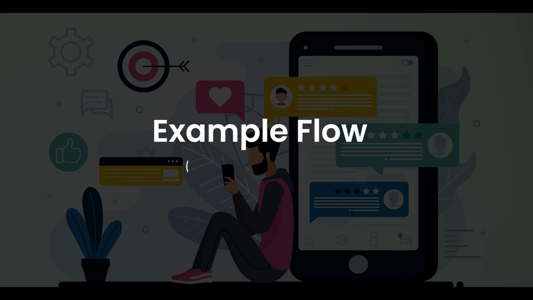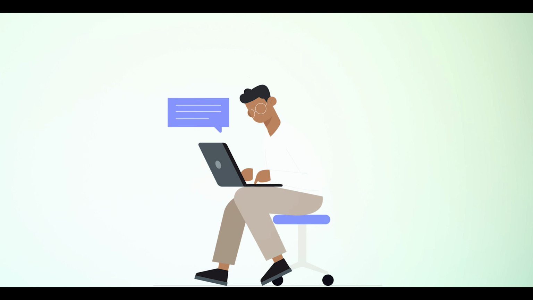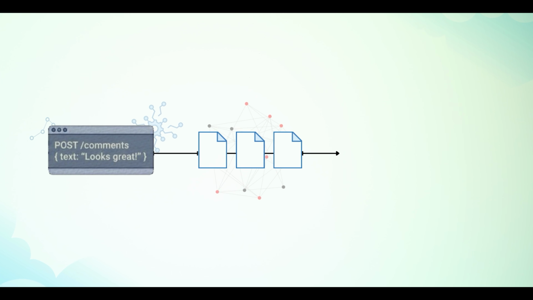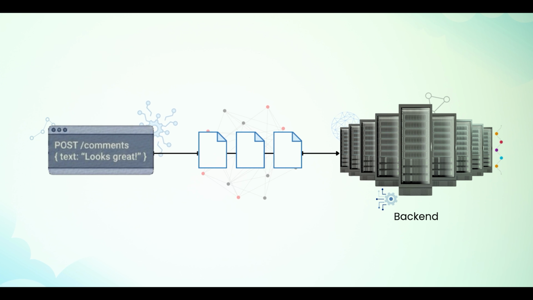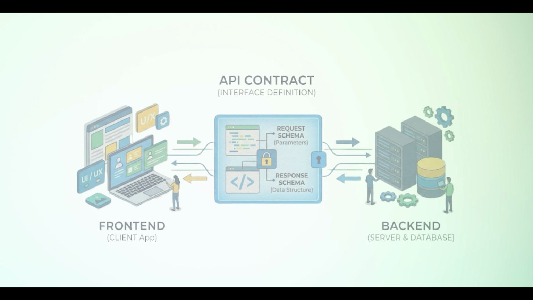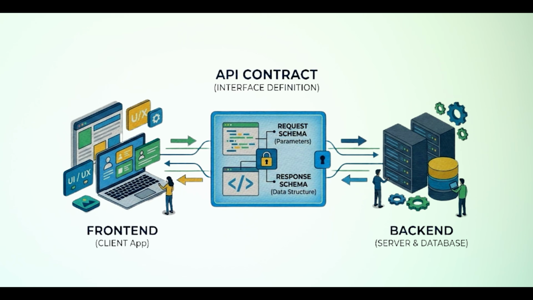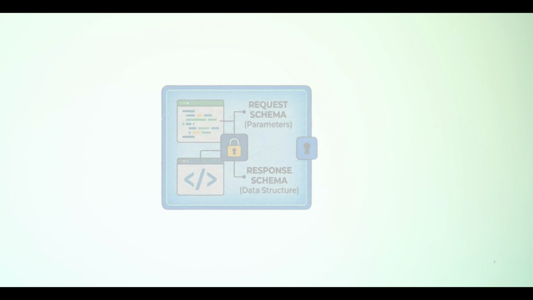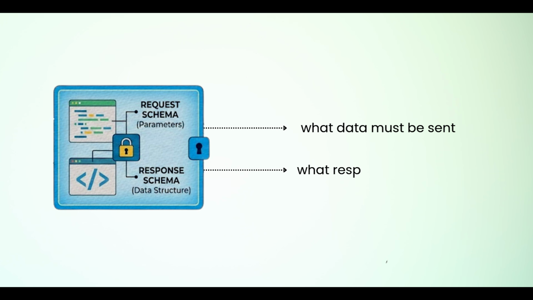Example flow, posting a comment. Let's follow what happens when a user writes a comment and presses Post. The front end captures the text and sends an API request to the back end using HTTP. This request follows a predefined contract, the API, which defines what data must be sent and what response will come back.